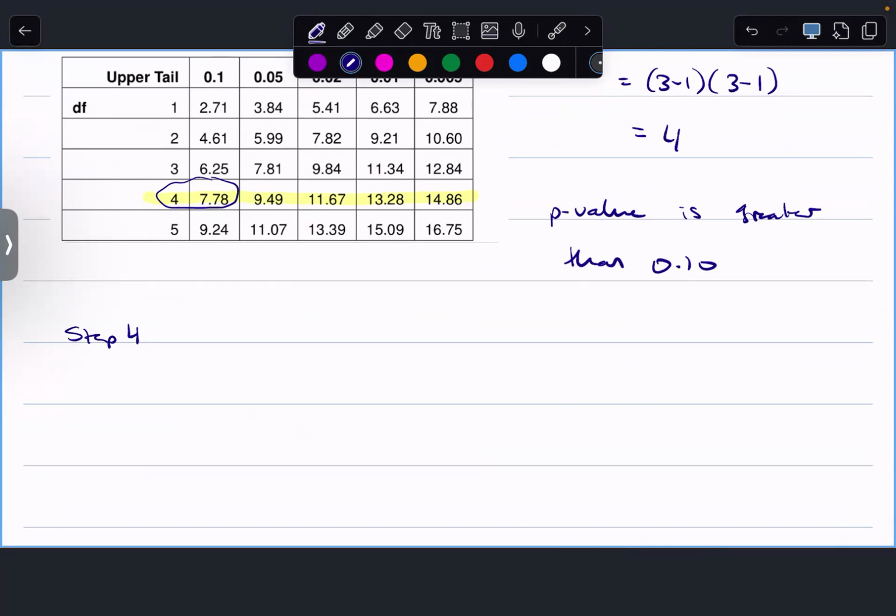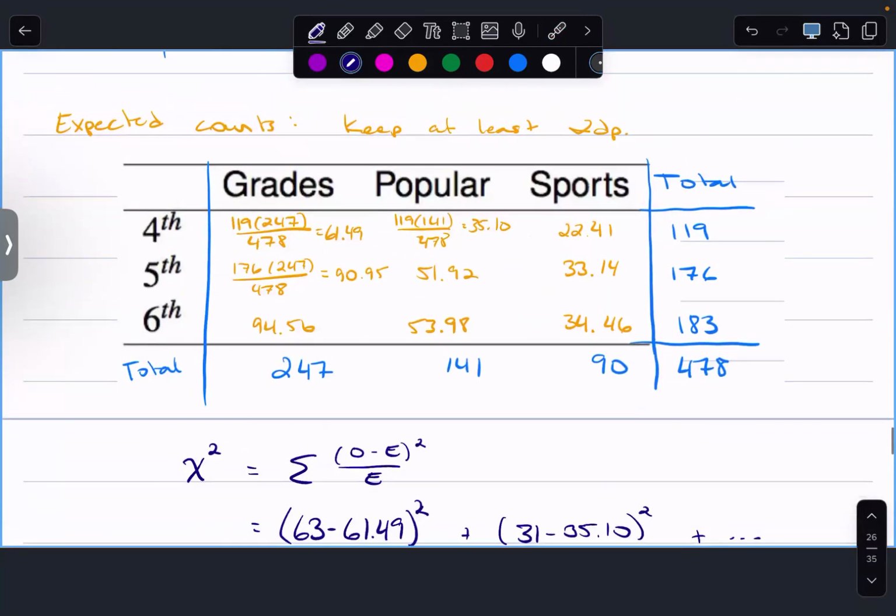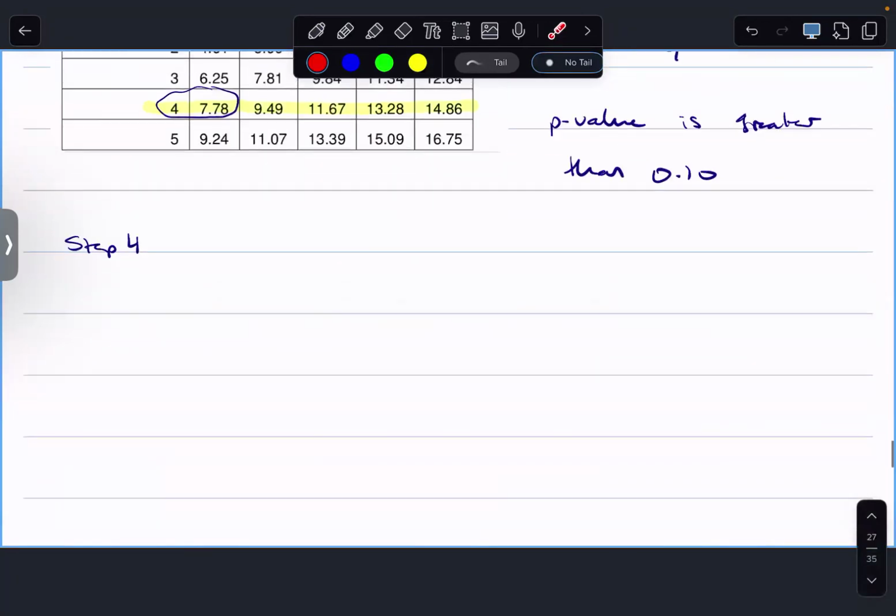Oh, what's one thing I forgot to do? I forgot to run through these and make sure they're all greater than 5, which they are. So that's good. Phew. So we're allowed to proceed, which I already did.